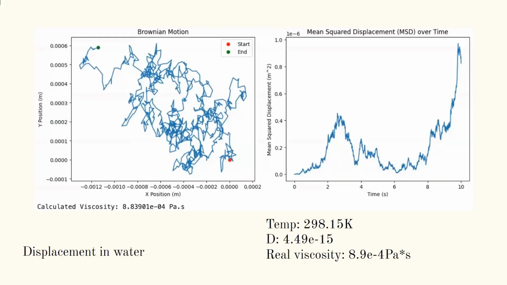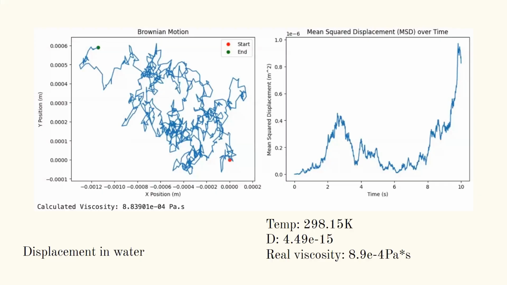So here's our results and analysis. As can be seen on the left, we have the plot of the Brownian motion for a microsphere in water. The water's temperature is 298.15 Kelvin. The diffusion coefficient that we get from the Einstein-Stokes equation from before is 4.49 E negative 15.